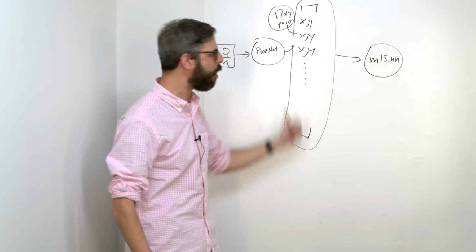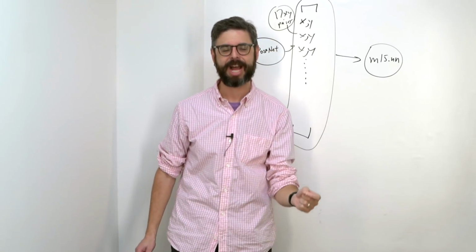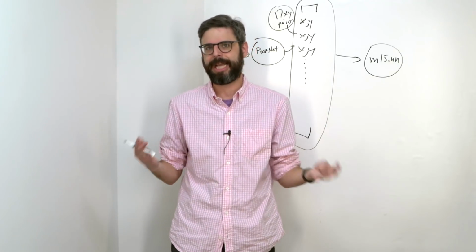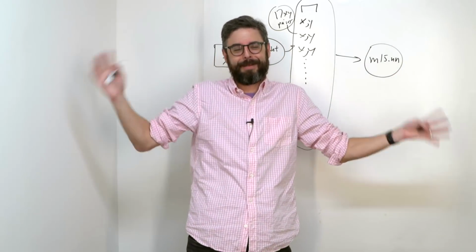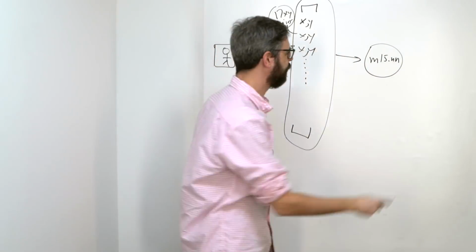The ml5 neural network will take all these XY pairs and classify them into a given pose that has a label. It's a dab pose or a Saturday Night Fever pose. I don't know what kind of poses I'm going to make. I'll do YMCA. Why not?